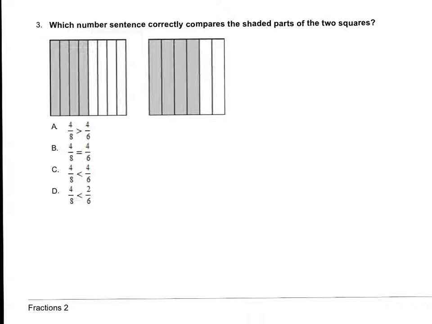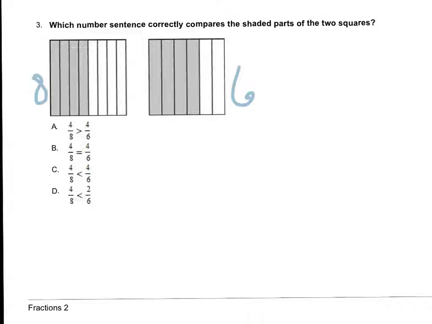The question I will be answering is which number correctly compares the shaded parts of the two squares. Alright, so this one is 8 and this one is 6. So we need to know if it's A, B, C, or D.